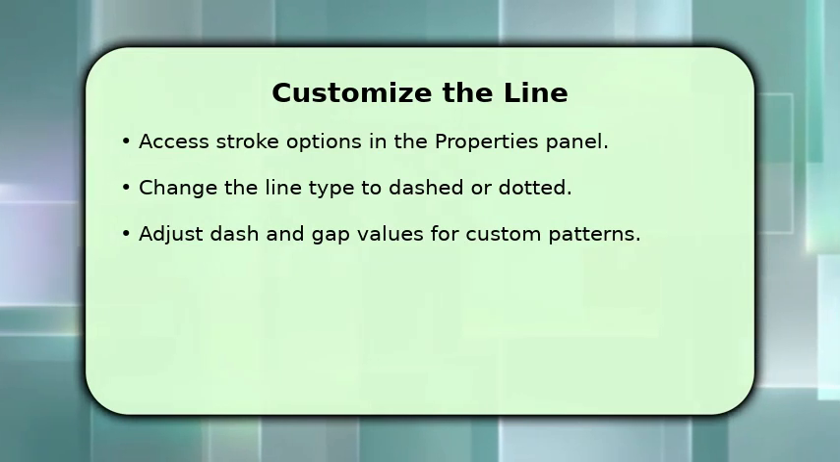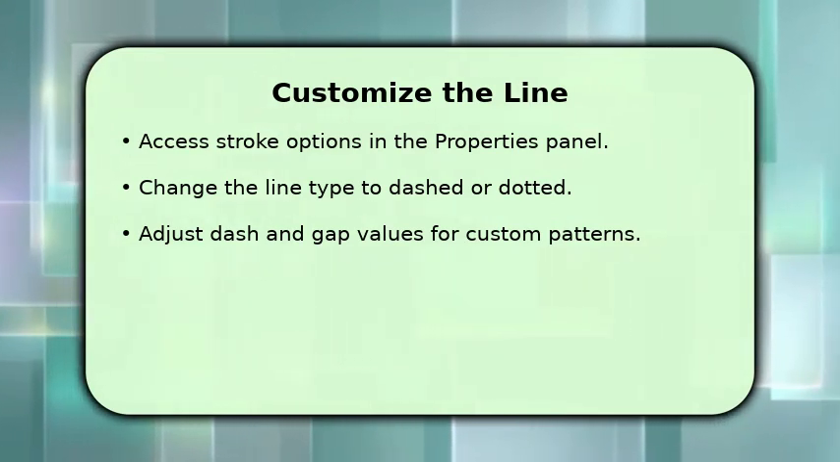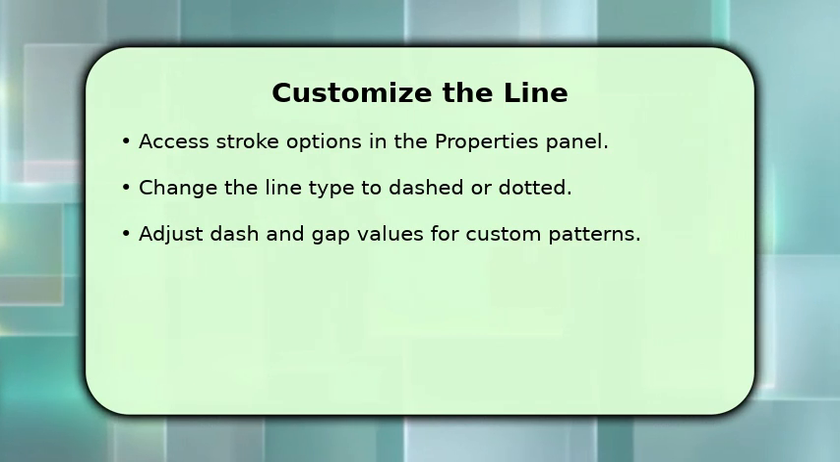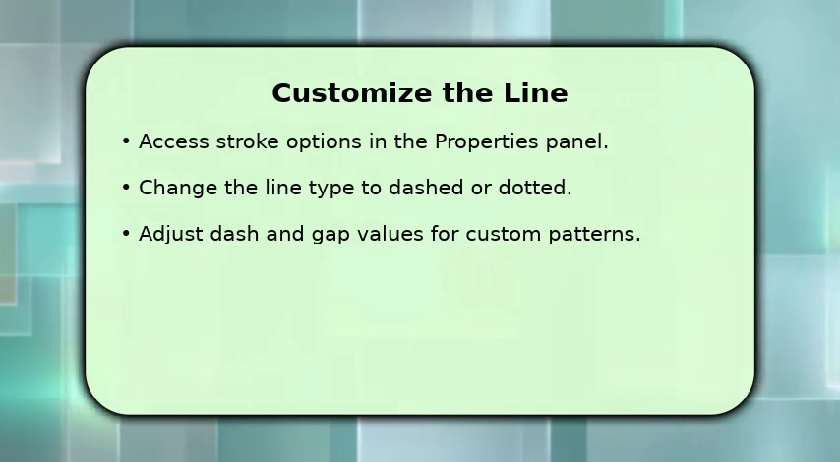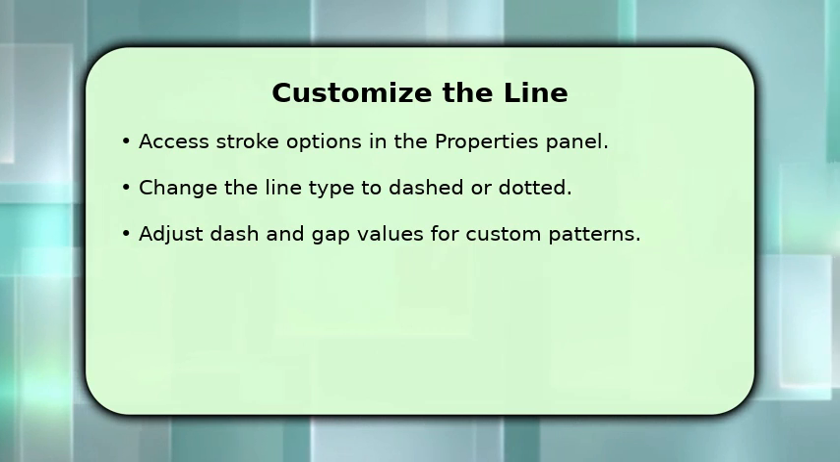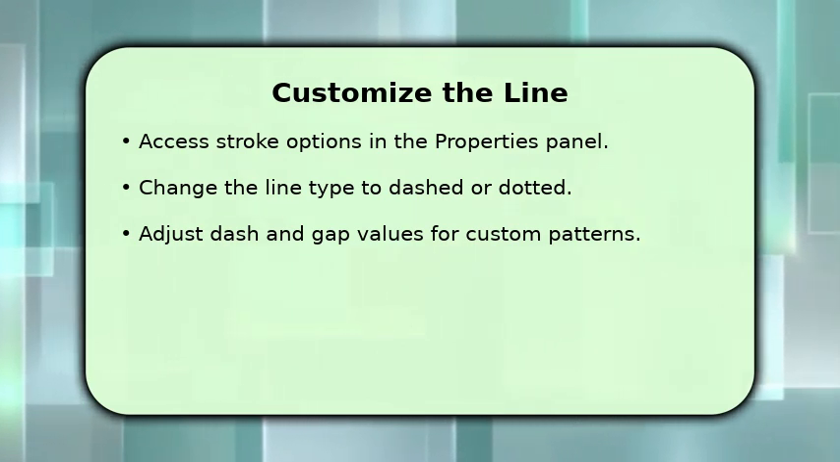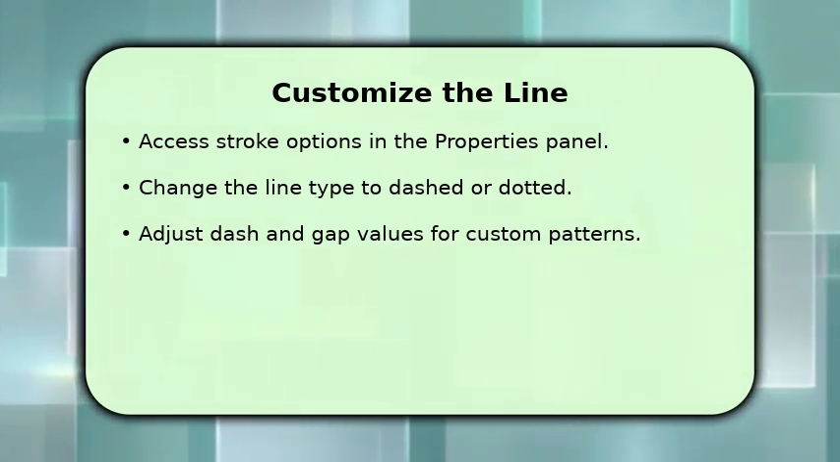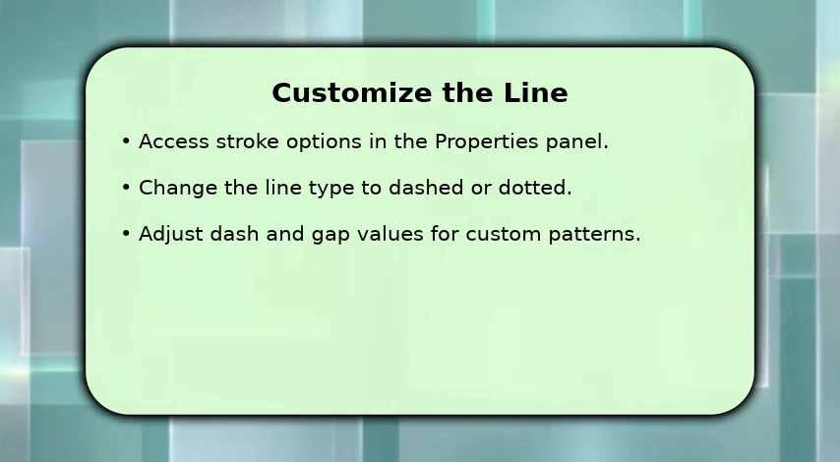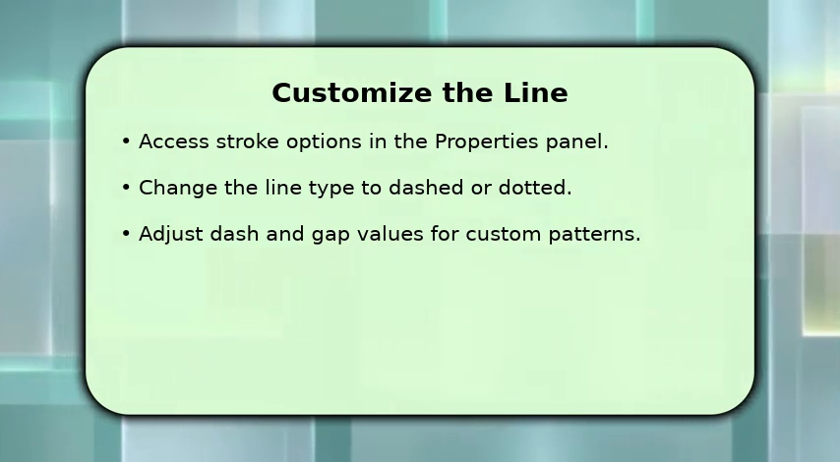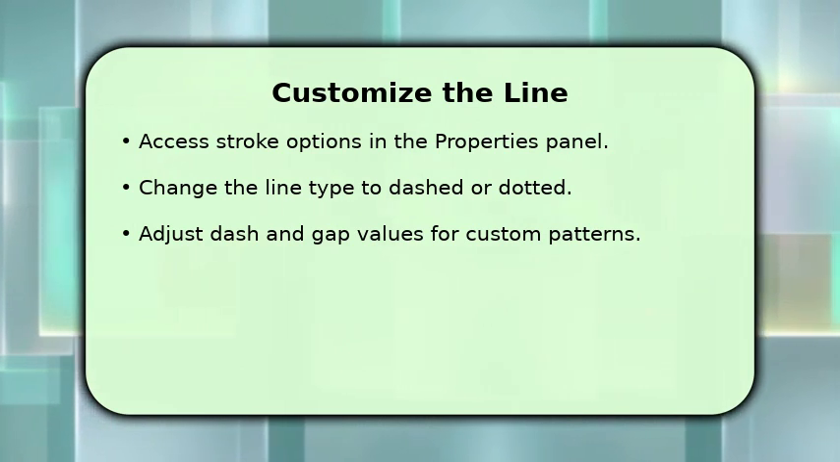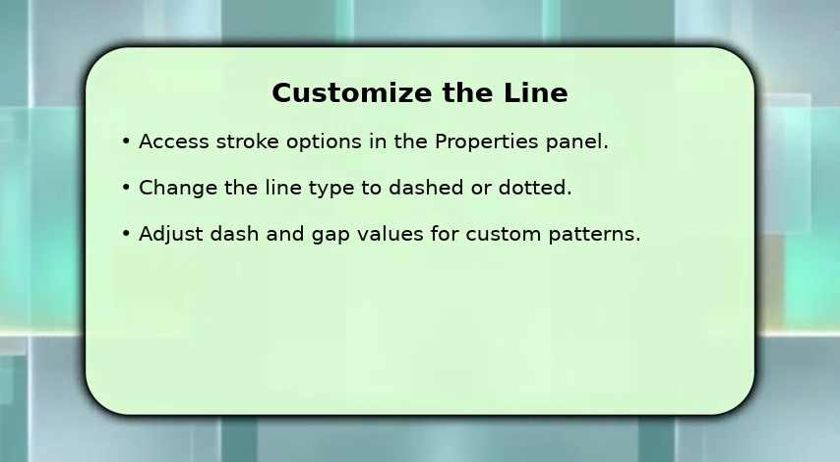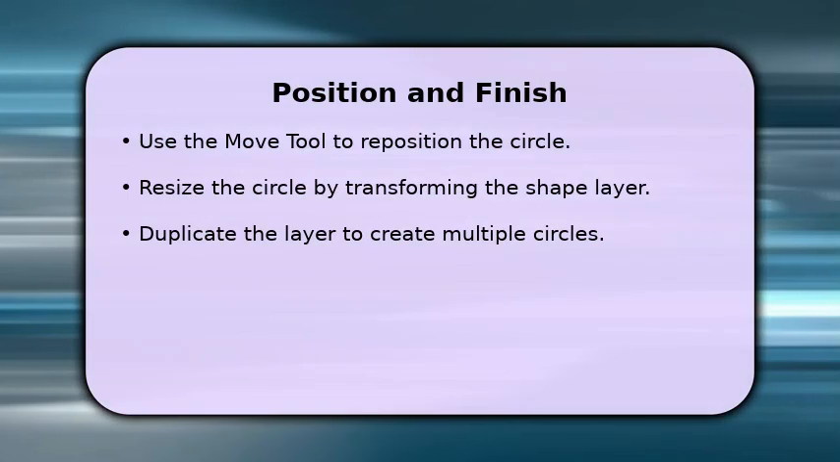To customize your circle line further, head over to the Properties panel. Here, you can change the line type from a solid line to a dashed or dotted one. Experiment with the dash and gap values to create unique patterns. You can also modify the corner and cap styles, like rounding the ends, to give your circle line a polished and distinct appearance. Once your circle line is perfect, you might want to position it.